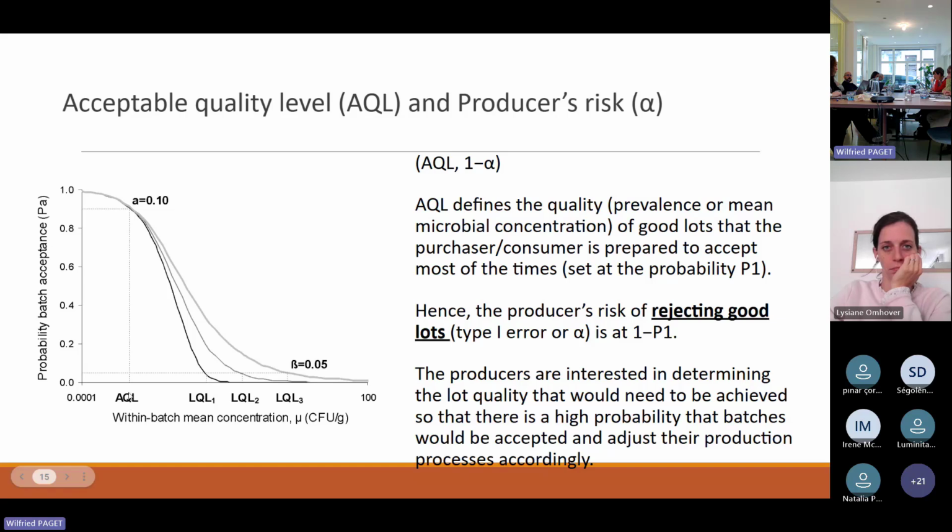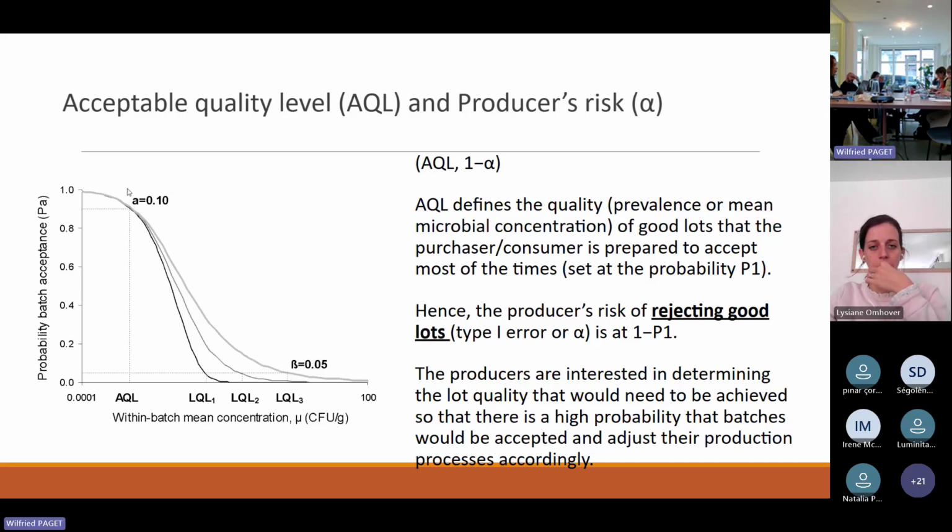And this lot should be accepted most of the time. So if we are going to design a sampling plan, this quality should be accepted at least 90% of the time, for example, because I'm seeing this alpha, which is a risk. So the risk will be 1 minus PA, 1 minus the probability of acceptance, or 100 minus. So this means that the alpha, which is risk type 1, or error type 1, is 1 minus the probability of acceptance. The interpretation is the risk of rejecting a good lot.